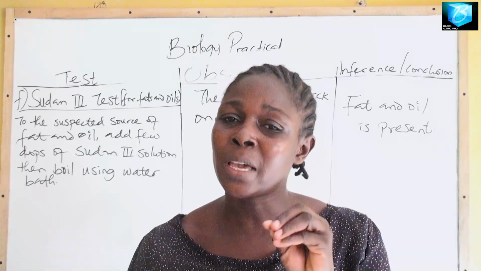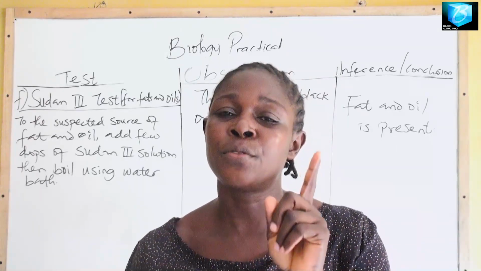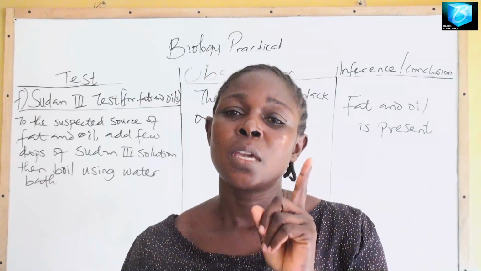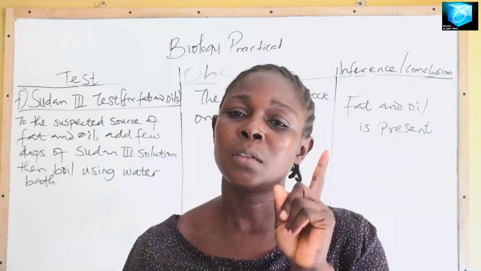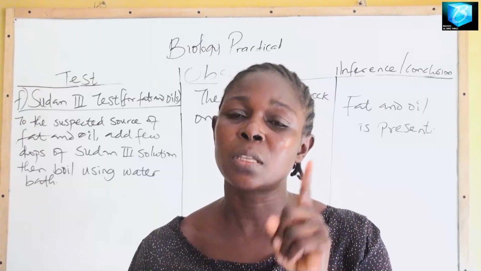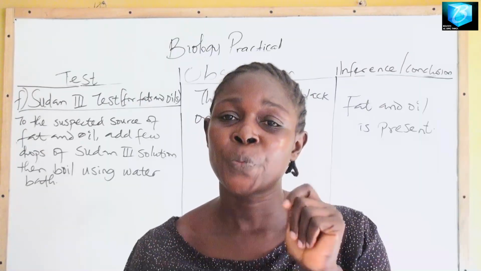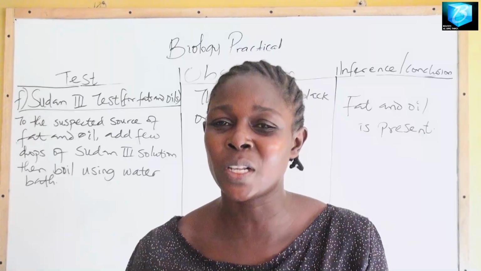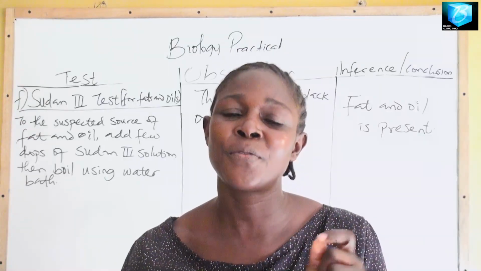If it is Biuret test, that's for protein, and the result is purple. You are not boiling, no boiling. If it is Millon's test, the reagent is Millon's reagent, and the positive color is brick red. For translucent test, fat and oil. Sudan 3 solution, fat and oil.